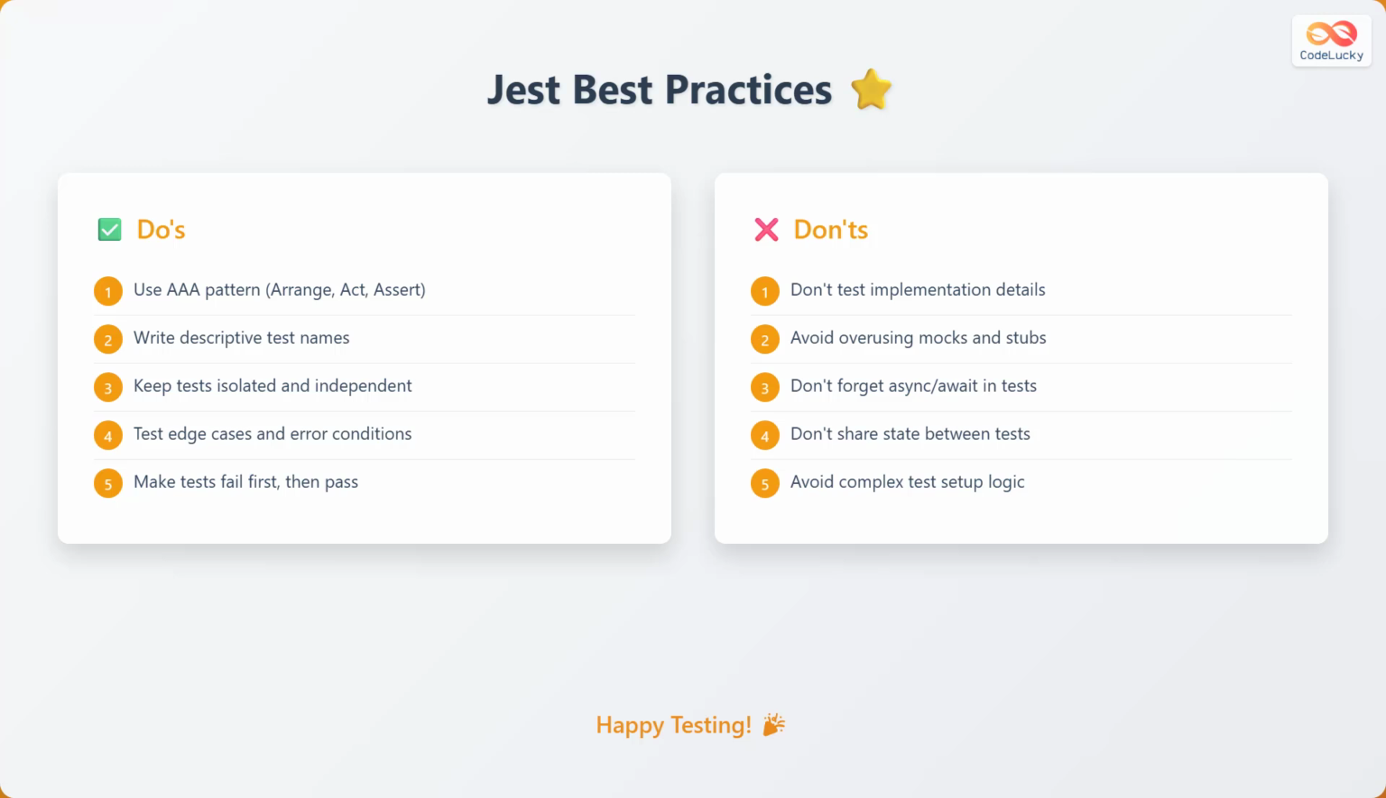Follow test-driven development by making tests fail first, then writing code to make them pass. Avoid testing implementation details and focus on testing behavior instead. Don't overuse mocks and stubs, as they can make tests brittle and less meaningful. Always handle asynchronous code properly using async await or proper promise handling. Never share state between tests, as this creates unpredictable results. Avoid complex test setup logic that makes tests hard to understand and maintain. Following these practices will help you write robust, maintainable test suites that provide real value to your development process.